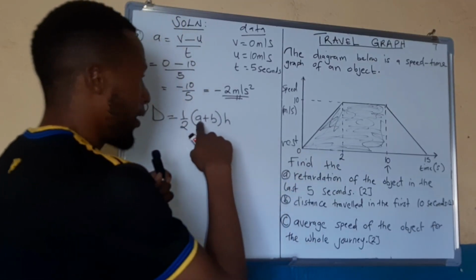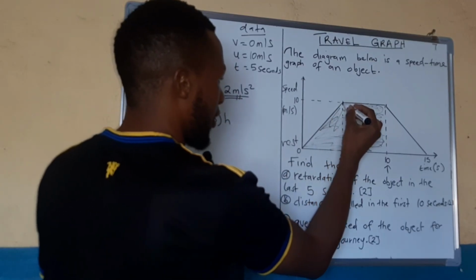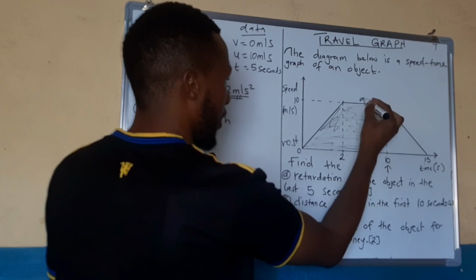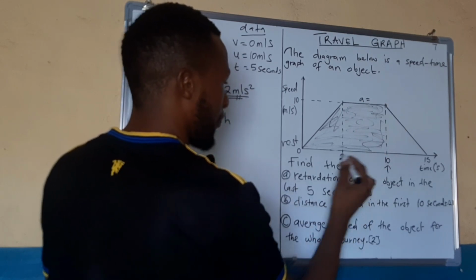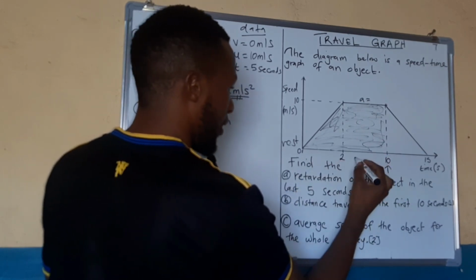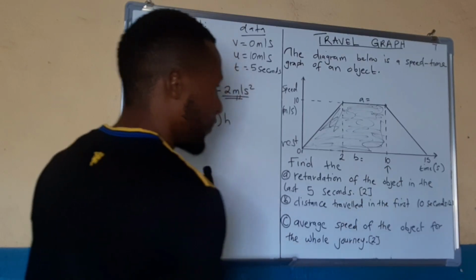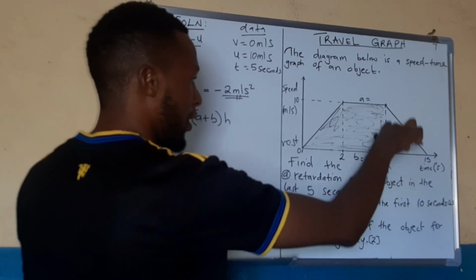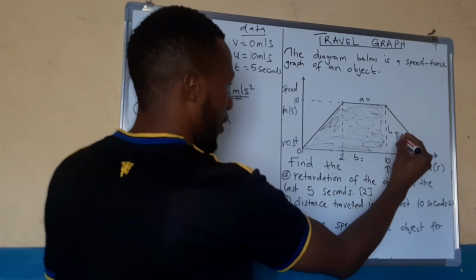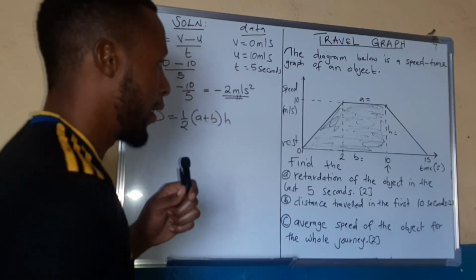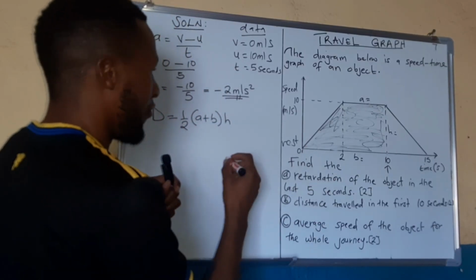So A can be represented by the short distance from here to here, the shortest length. Then from 0 to 10, this can be represented by B. Then the height is from here to there. This is our height. Okay? So now let us find our values.